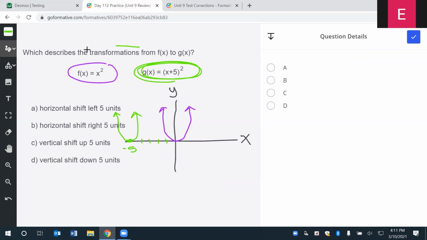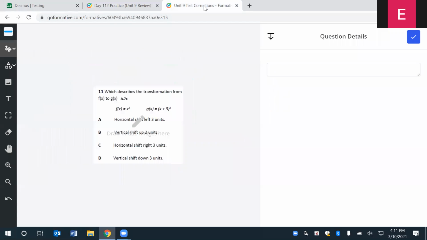It says describe the transformation. How did it change? From the purple one to the green one, it moved to the left. So the correct answer, the only one that said left, was the first one. In your test, if you missed number 9 or number 11, you are going to graph both of them. You have to sketch them, and then you select the right answer for how it changed on your question.